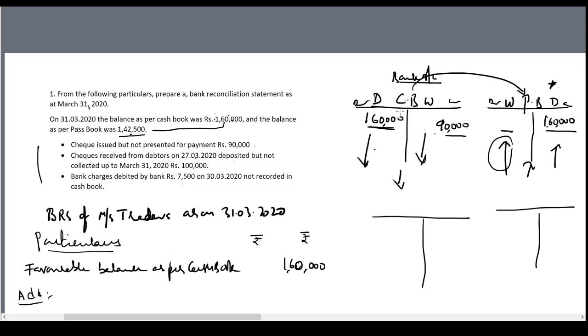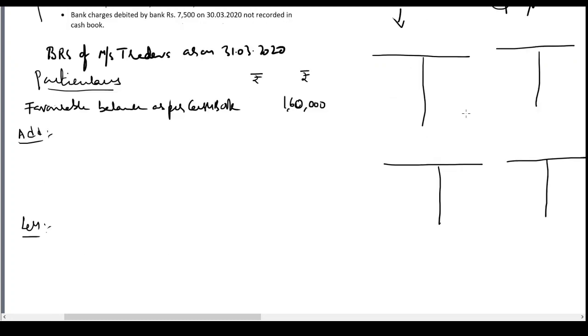So now the balance in the cash book has reduced, whereas the balance as per passbook is more. So what should I do to the cash book balance to make it equal to the passbook balance? I would have to increase the balance by 90,000 rupees. So I'll write here, checks issued but not presented for payment.